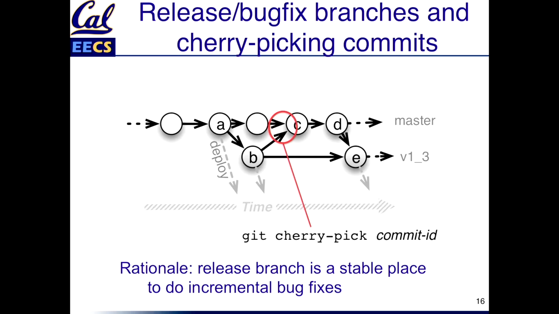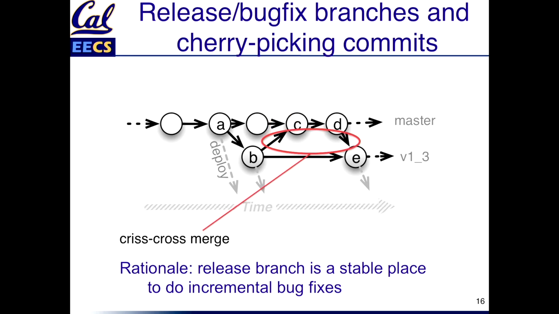So Git cherry pick is what gives you the ability to say, I don't want that whole branch, but I want just the changes introduced by that commit. This is an example, by the way, of something you don't see that often. It's called a Criss-Cross Merge.